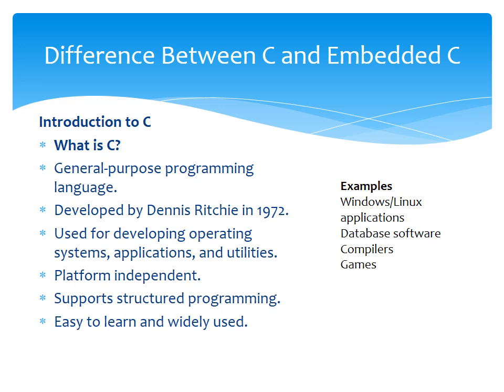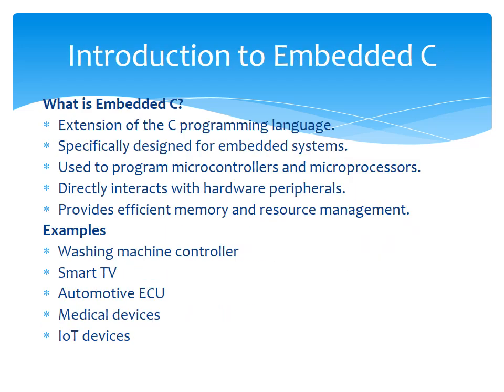So what is C? C is a general purpose programming language and was developed by Dennis Ritchie in 1972. It's again a structured programming language. It's easy to learn and widely used, and it's platform independent. It's used for developing operating systems, applications and utilities. Looking into the examples, we have Windows, Linux applications, database software, compilers, games, all based on C.